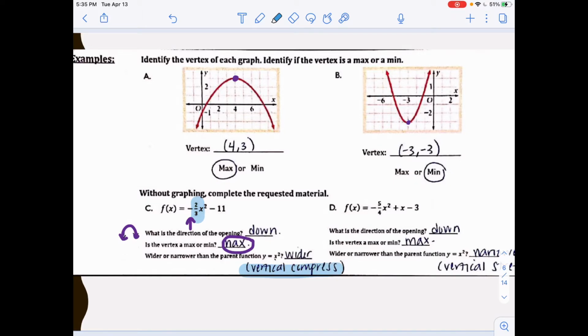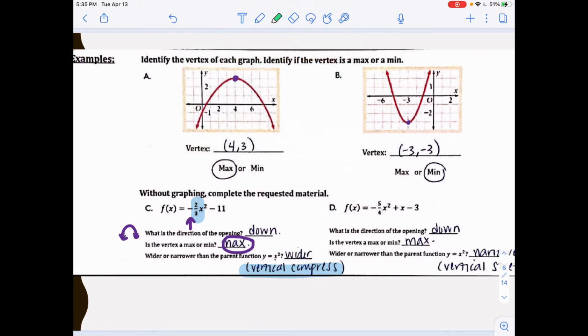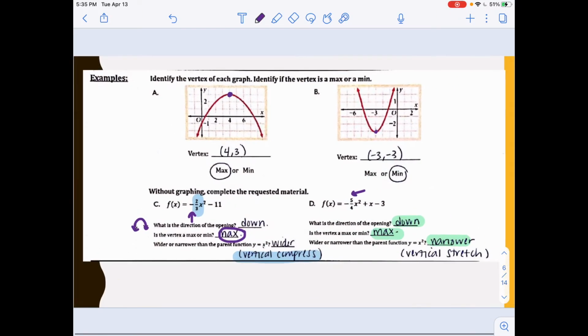All right. Now in example D, similar, we're going to take a look through it. The direction of the graph is facing down, which means it's a max. We know that this is narrower, and even though it is a fraction, this fraction is larger than 1, right? 5/4 is 1 1/4. So this is called a vertical stretch, using some of that vocab.